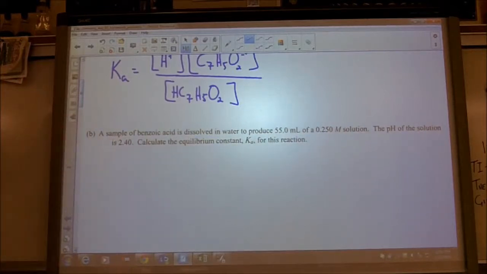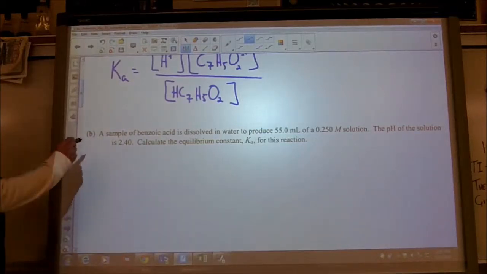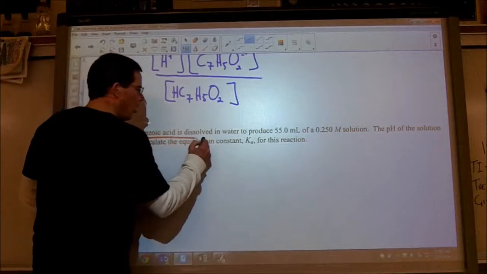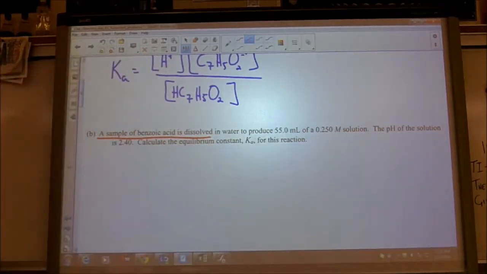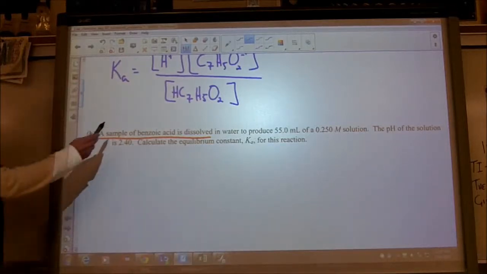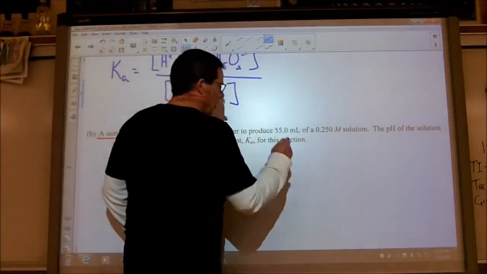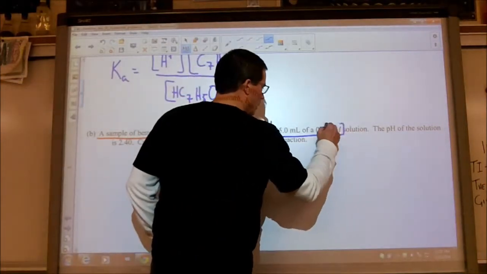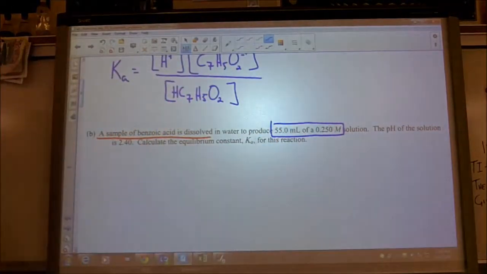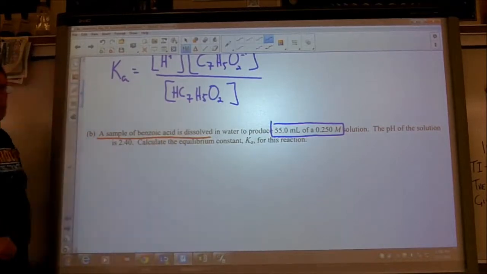A sample of benzoic acid is dissolved in water to produce 55 milliliters of a 0.25 molar solution. Now, here's what I don't want you to do. I don't want you to look at this and go, oh, since that was dissolved, that's a buffer. No, this is still our benzoic acid. It's just telling you how they made it. What's more important is the question gave you the volume and the molarity. So don't read into this question by saying, since it was dissolved.